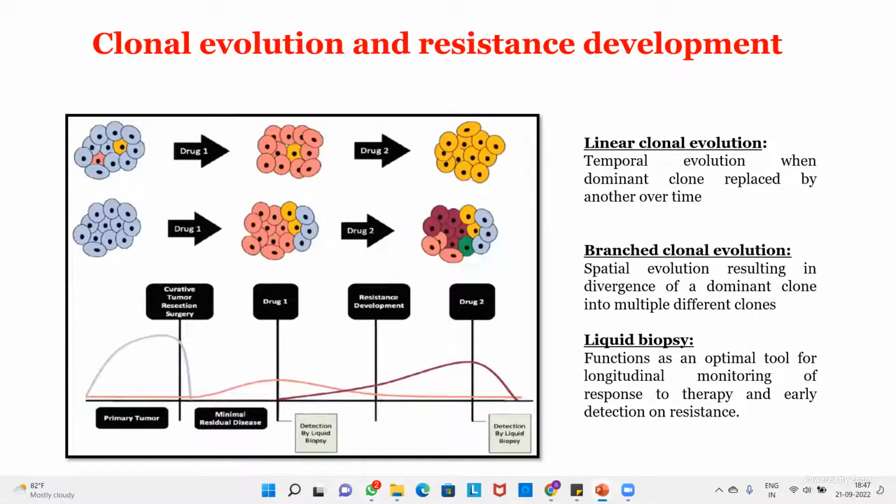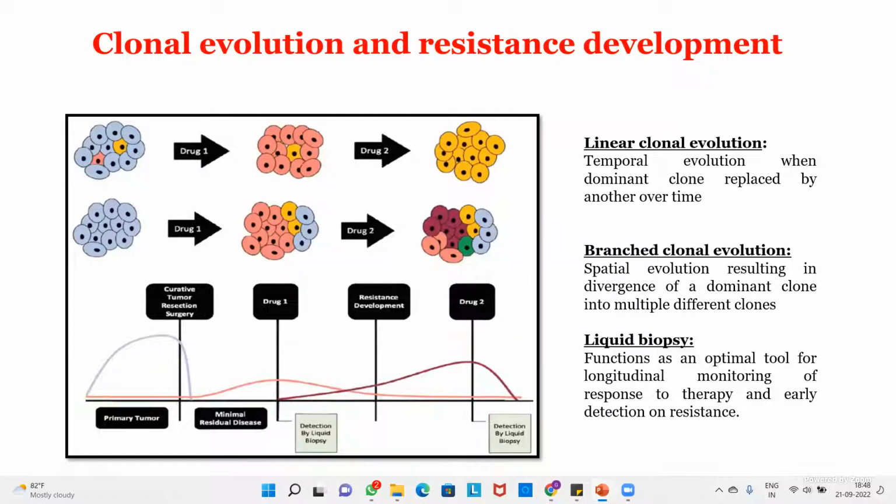So how does a liquid biopsy actually help us? One of the key distinguishing factors from tissue biopsy, apart from being non-invasive, and why liquid biopsy is such an important tool in our armamentarium, is that it helps you detect two types of resistance mechanisms. One is linear clonal evolution, which involves a temporal evolution, where you lose the dominant clone, and the less dominant clone becomes dominant over time, selected out by therapy. The second type is branch clonal evolution, where you have a spatial evolution in terms of divergence of different clones, and what you essentially get is a mixture of different cancer cells, resulting in resistance.